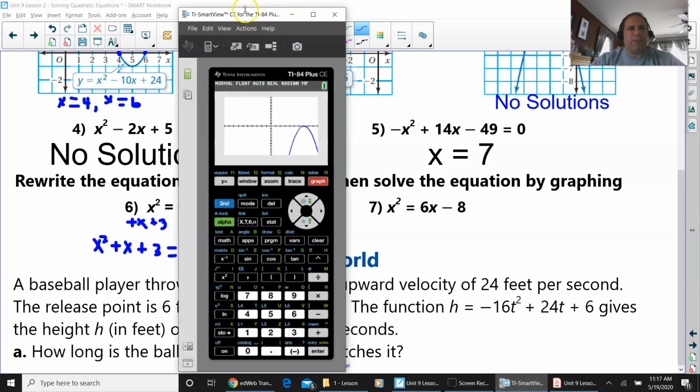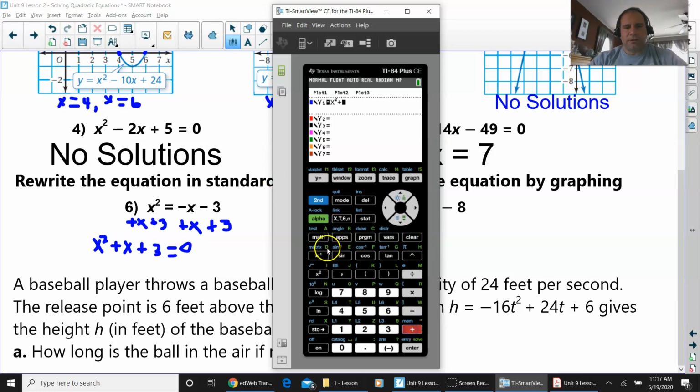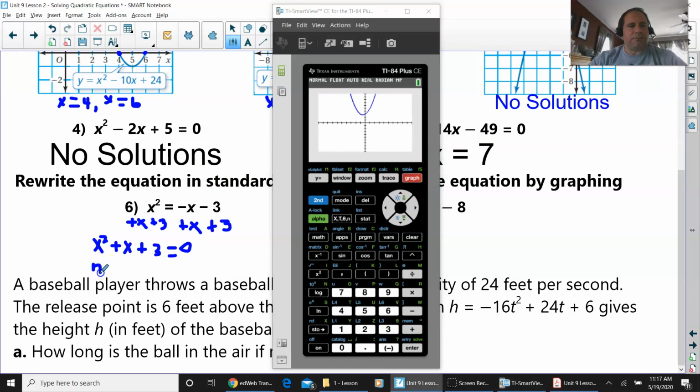We are ready to go with this calculator here, and we are going to graph that by putting it into the calculator. X squared plus x plus 3, graph. All right, there we go. There is no solution. And that's basically it. No solutions at all.